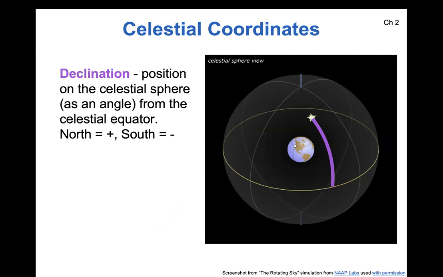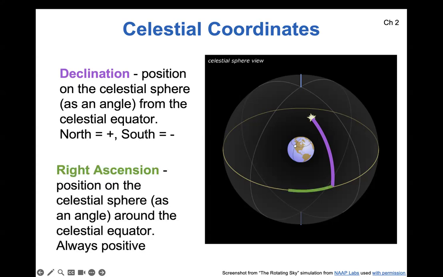It works exactly the same. So positive as you go north, negative as you go south. Okay. So it's this purple line right here. See, it's measured relative to the celestial equator. So this star would have some positive declination, maybe like 60 degrees.